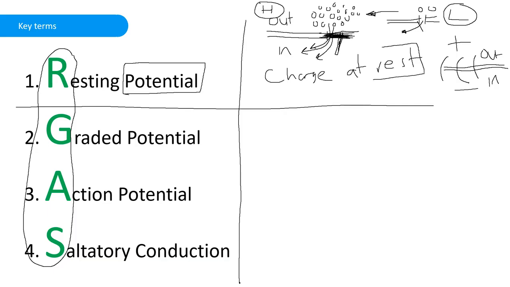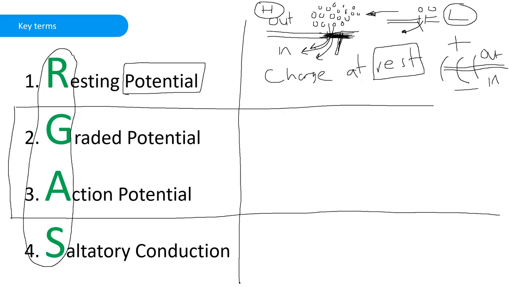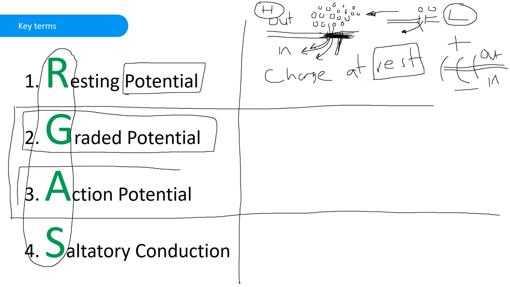So a neuron's resting potential is the charge across the membrane at rest. The next 2 potentials, the graded and action, are the 2 processes involved in the actual signaling of the message. The graded potential is what kicks us off, and then it switches to an action potential, and then it goes from one to the other.